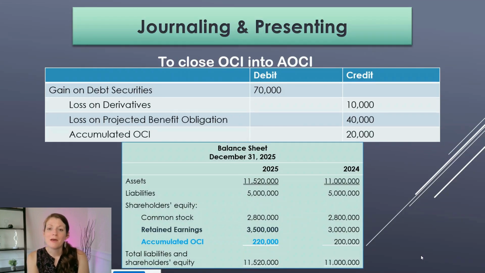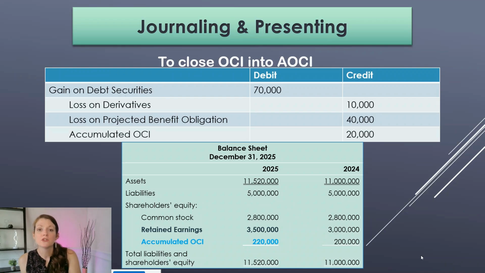The last slide we'll look at before I shut this one down and we do our final video for chapter 4 is journaling and presenting other comprehensive income into accumulated other comprehensive income. We close out our revenue and expenses, our gains and losses into retained earnings. This is the closing entry. The top thing here is the closing entry for accumulated other comprehensive income. Remember, these are the three we had. We had a gain on debt securities. Well, any kind of gain sits as a credit. To get rid of it, we need to debit it. Our losses on these two, those always show as a debit, just like expenses. We credit those to get rid of them. And the difference, that $20,000 net, we're going to be crediting accumulated other comprehensive income.